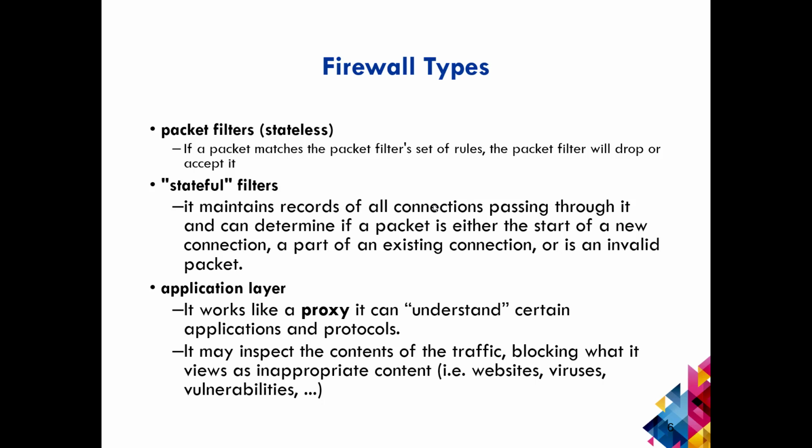Okay, we have a few firewall types. We have the packet filter. We call it stateless. Why? Because if a packet matches the packet filter's set of rules, the packet filter will drop or accept it. Okay, it's very straightforward. For example, if an IP address is blocked, it's not allowed. So as long as the TCP that carries this information matches, it will be blocked by the firewall. We call it a packet filter.